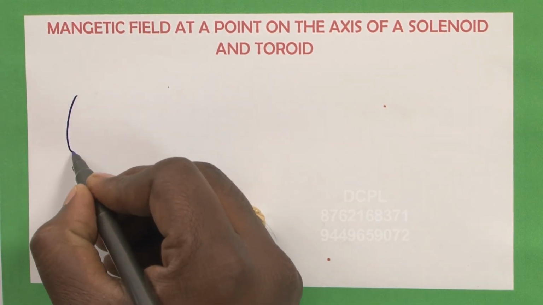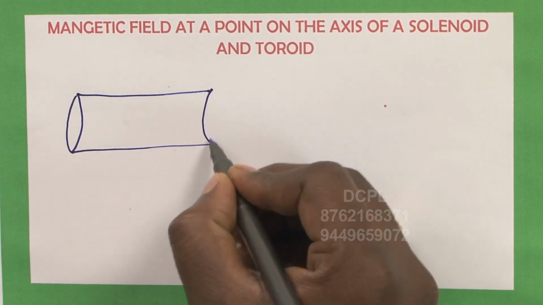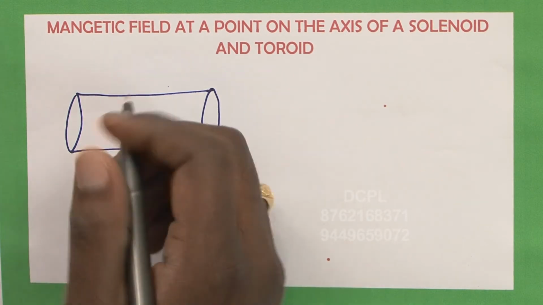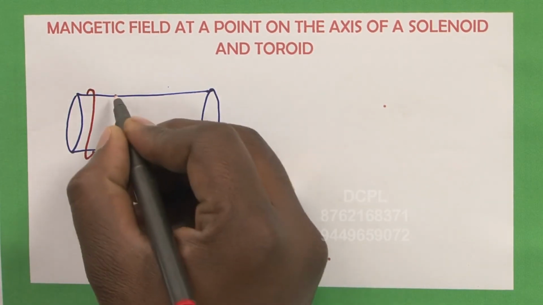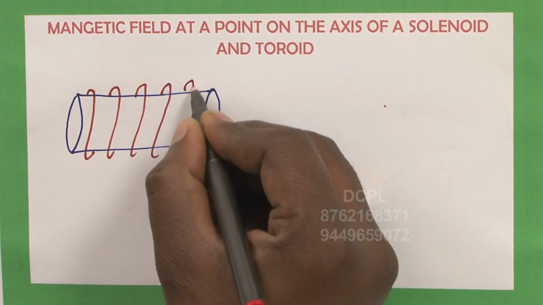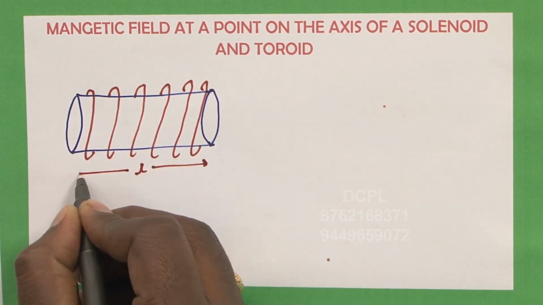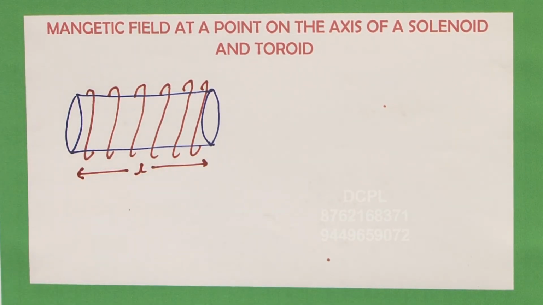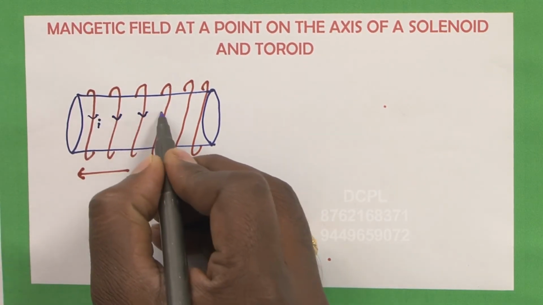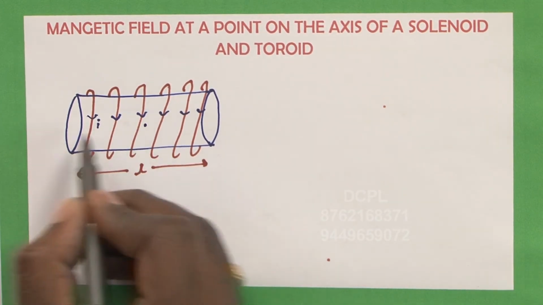Suppose I consider a solenoid, which is a cylindrical coil wound with some number of turns. Let us say it is wound with n number of turns. Let small l be the length of the solenoid, that is the cylindrical coil. Each turn is carrying a current I. Then the magnetic field at a point on the axis of a solenoid.